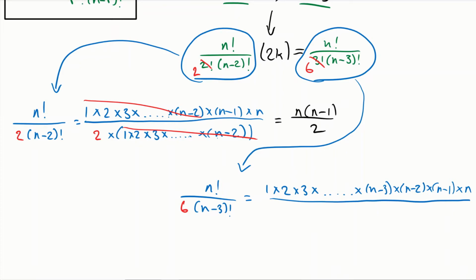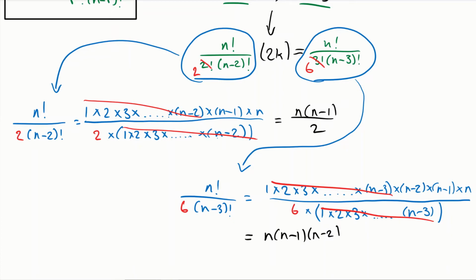And then in the denominator we have 6 times (n minus 3) factorial, which is basically 1 times 2 times 3 times etc. all the way up to times n minus 3. We can cancel that part out in the numerator and denominator, greatly simplifying our expression, and now we're left with n times (n minus 1) times (n minus 2) over 6.